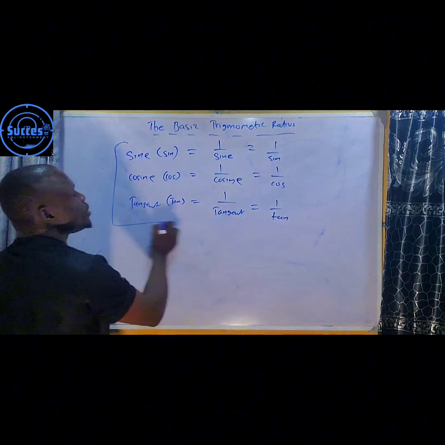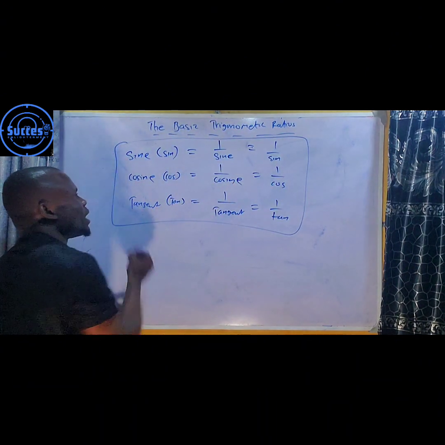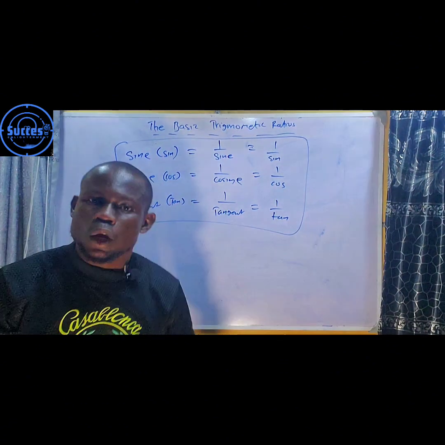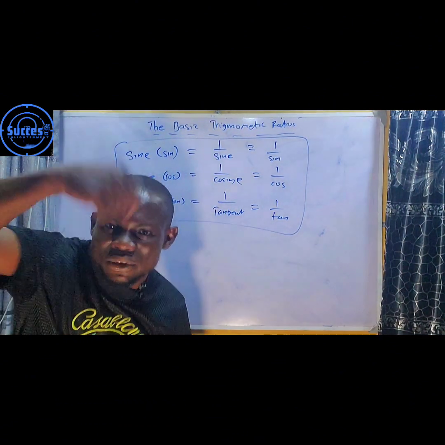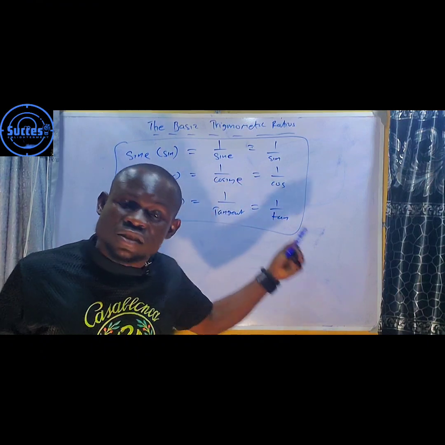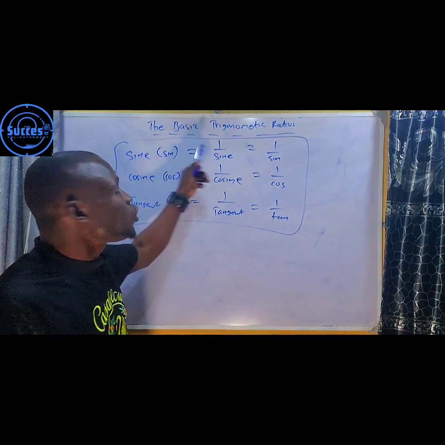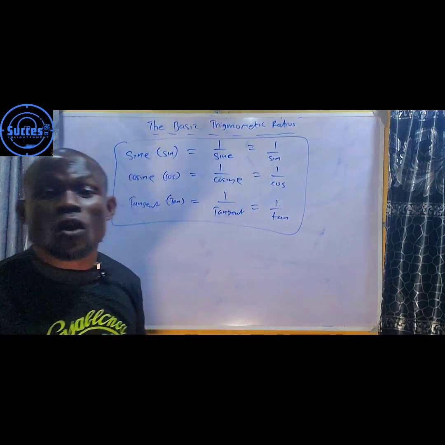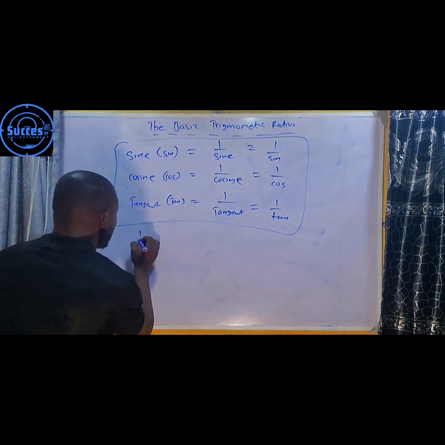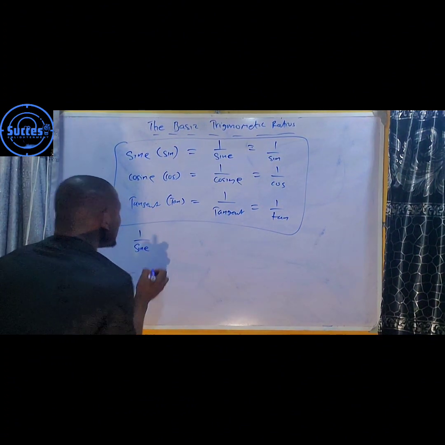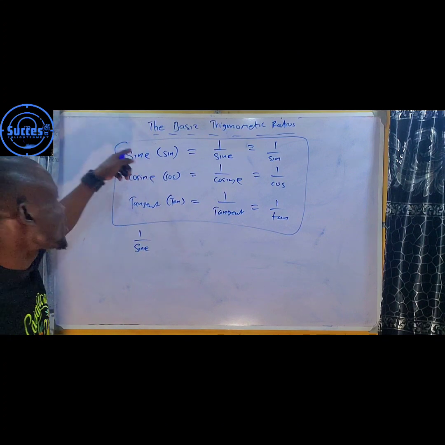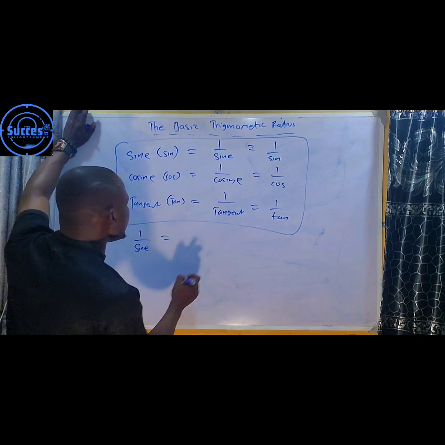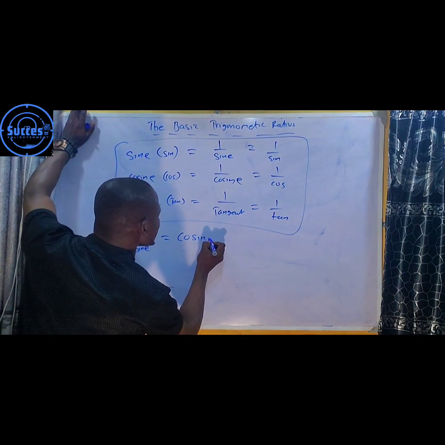So when we are dealing with the reciprocals of these basic trigonometric identities, the reciprocal is 1 divided by the initial basic trigonometric identity. And for each of these, we have a name we call them. So 1 over sine, which is the reciprocal of sine, we call it cosecant.